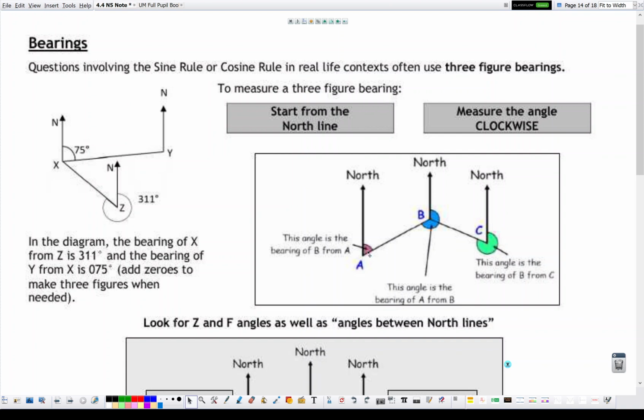So this angle here, this little red angle, is the bearing of B from A. So it's how far from A you have to go to get to B. So the bearing of B from A, this blue angle there is the bearing of A from B. So from the north line of B, you go clockwise round out to A, and this green angle on the right hand side is the bearing of B from C. So I would want you just to take a little minute just to copy that down, please, as neat as you can in this box. Just copy it exactly as you see it with the annotated sentences on there as well.